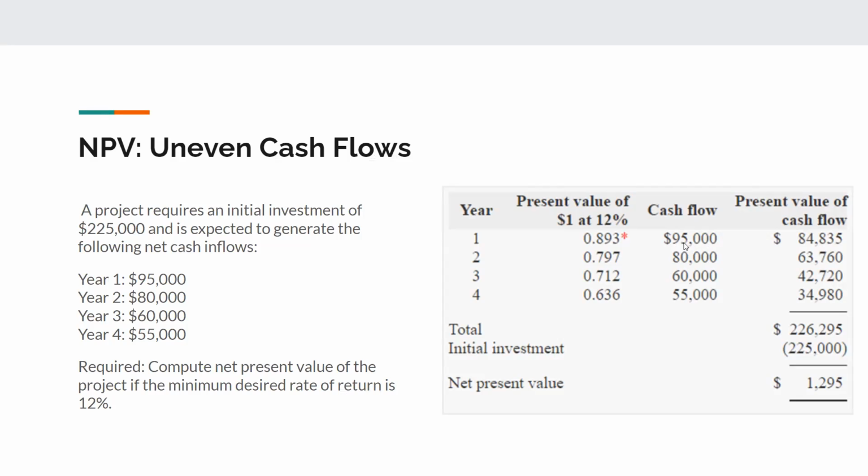So in year 4, I'll be receiving $55,000, but the present value of that cash flow would be $34,980 because, like we said, in time value of money, the $55,000 wouldn't be worth the same in 4 years' time, right? And using that present value table, if you're going at a rate of 12%, in year 4, that 55,000 discounted present value figure will be 34,980.